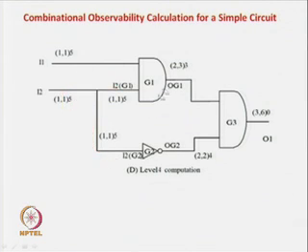So, now this completes our enumerating the whole circuit with controllability of 0, controllability of 1 and observability. Now, you can easily find out which is the easier fault to test and which is the more difficult fault to test.